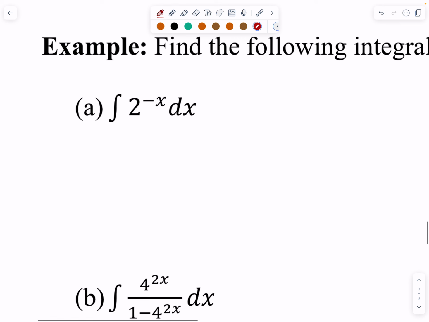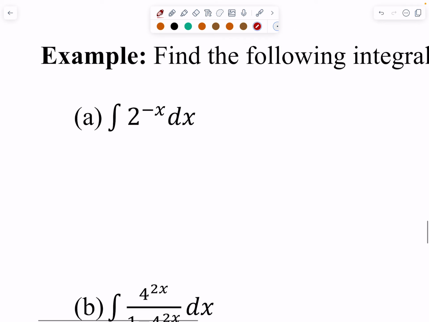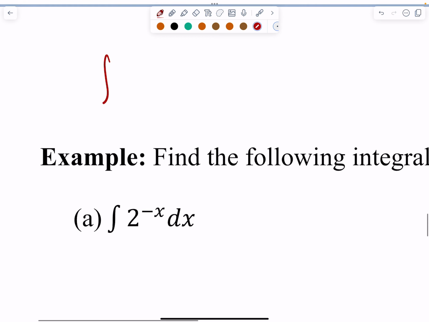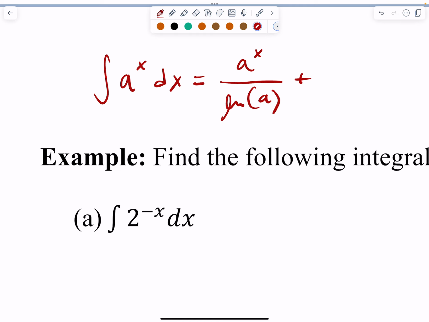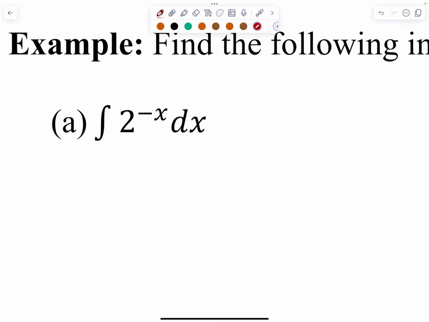And then let's look at some indefinite integrals for exponential functions that have a base other than e. So remember, this is the formula that we're using. The integral of a to the x dx is a to the x over natural log of a plus c. Okay, so this one we would need to think about doing a little u sub. This is one that you could probably do in your head.